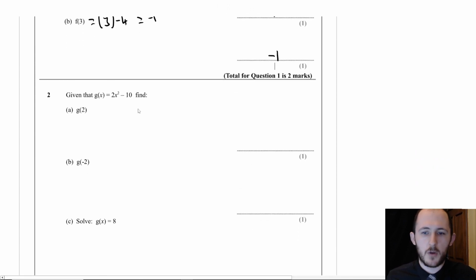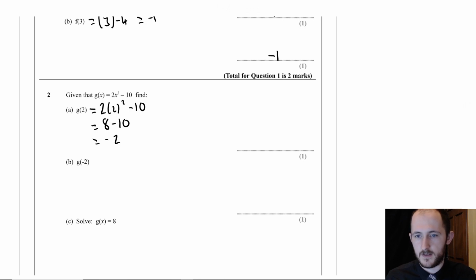You can get slightly more complicated with what the actual function is. So in this case, we have a quadratic. So slightly harder, I guess, technically. But 2 times 2 squared minus 10. So 2 squared is 4, times 2 is 8, so we have 8 minus 10, which equals minus 2. Fairly easy, right? And then if you have minus 2, you have pretty much the same thing.